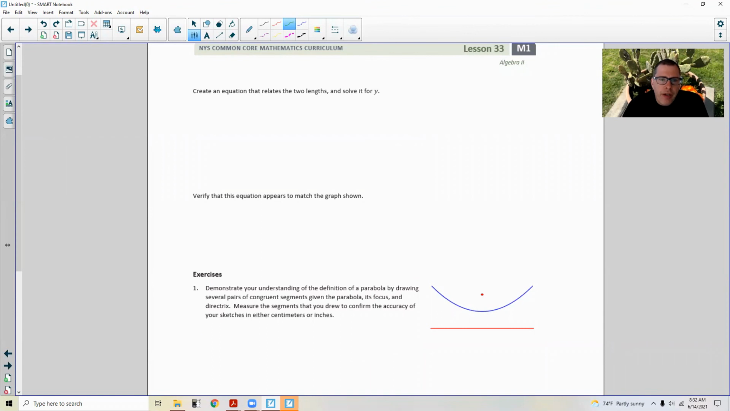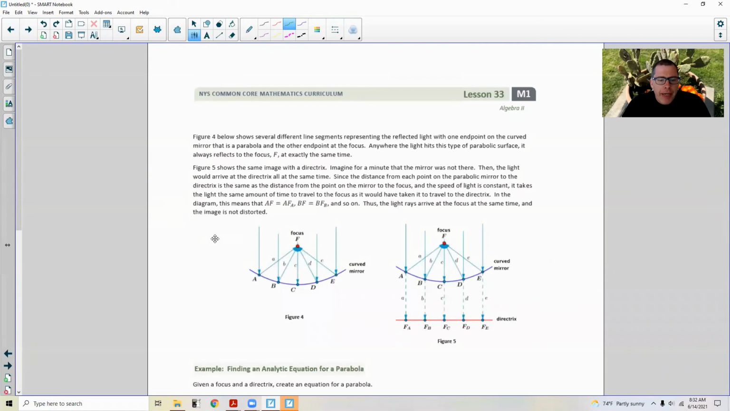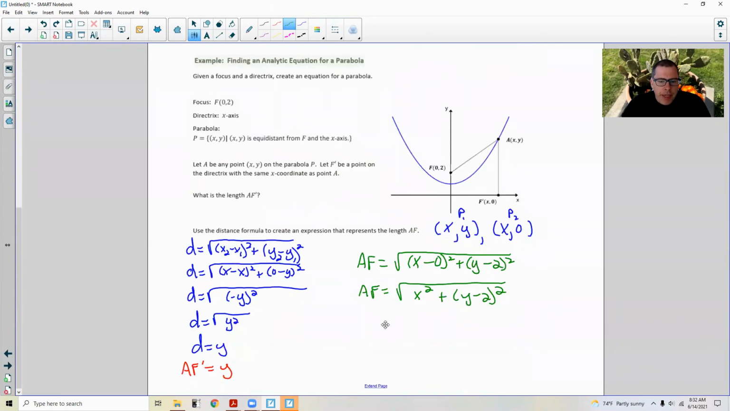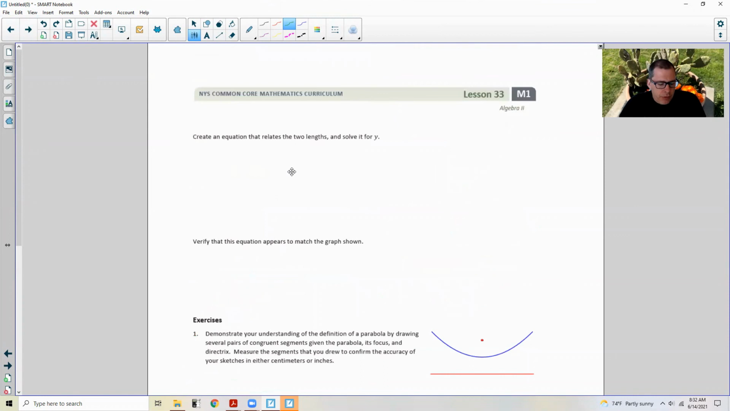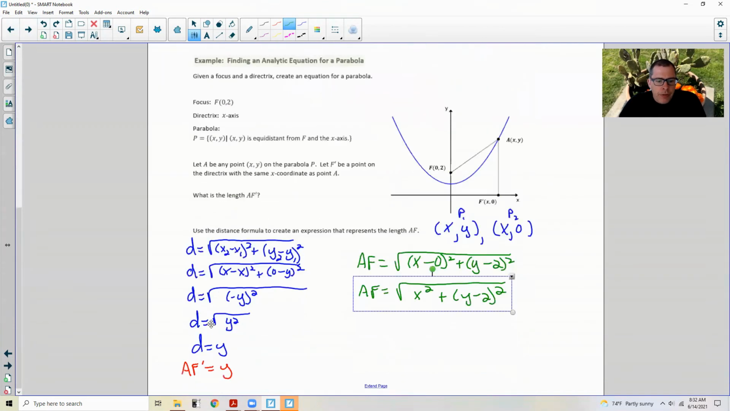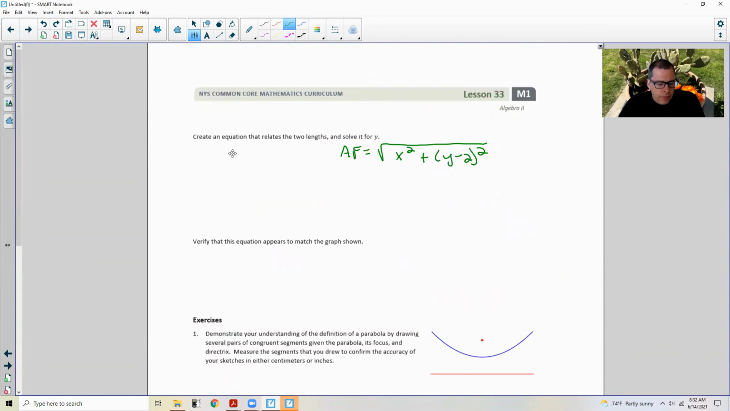Okay, so now it says to create an equation that relates the two lengths and solve it for y. So if I go back here at the bottom of the last page, AF is this equation here. So I will copy it and bring it over to this page. Okay, so there is my AF. I'll put it right here. And the other one, AF prime, is right here. So I'll bring this over.